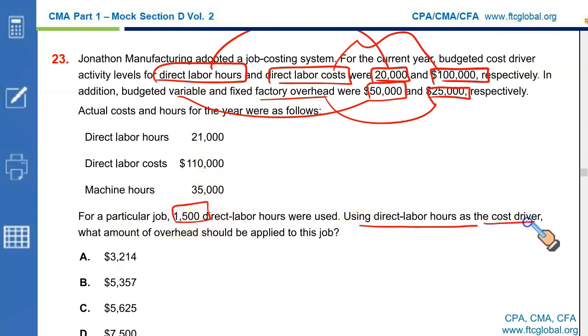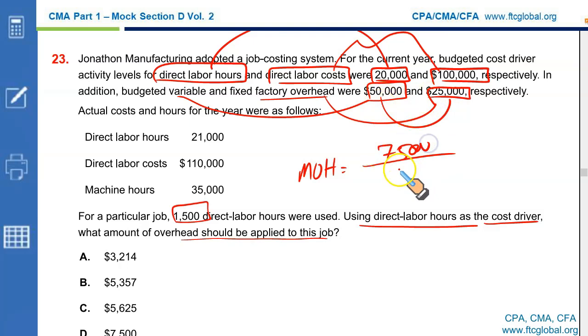Using the direct labor hour as a cost driver for your indirect cost, of course, because you use labor hours, machine hours, units as a driver or as an allocation base for your indirect cost. What amount of overhead should be applied to this job? Let us first calculate the manufacturing overhead rate driven by the labor hours. You take the estimated overheads, fixed and variable combined, 75, and you take the estimated labor hours, that's 20,000. That gives you a rate of $3.75 per labor hour.